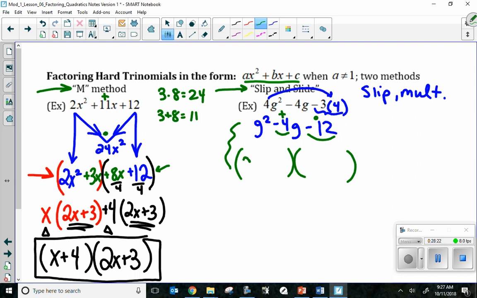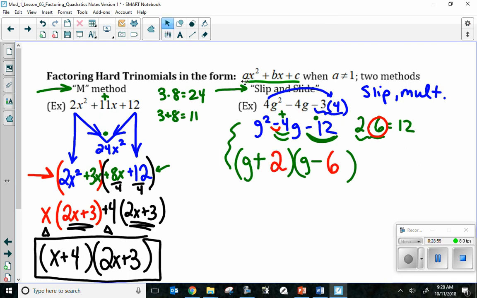So I know I'm using g's. So what multiplies to be negative 12? If I have a negative product, I need to multiply a positive times a negative, right? And if my signs are different, what multiplies to 12 that's different by 4? 2 times 6 is 12. These are different by 4. And remember, the bigger number always takes this sign right here. So my 6 is going to be negative, and my 2 is going to be positive.